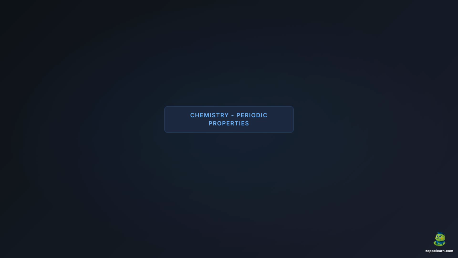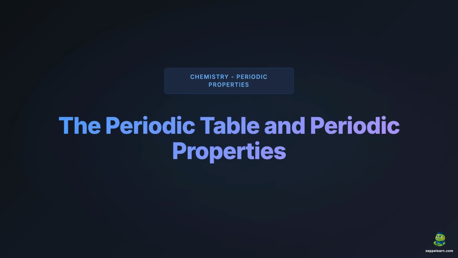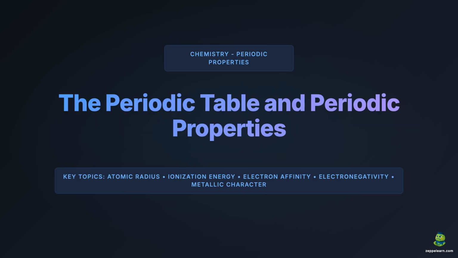Today we'll discover how elements are organized and how their properties change in predictable patterns. The periodic table is one of chemistry's greatest achievements, organizing all known elements by their atomic structure and revealing amazing patterns in their properties. We'll explore 5 key periodic trends: atomic radius, ionization energy, electron affinity, electronegativity, and metallic character.